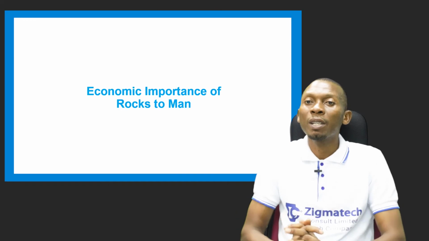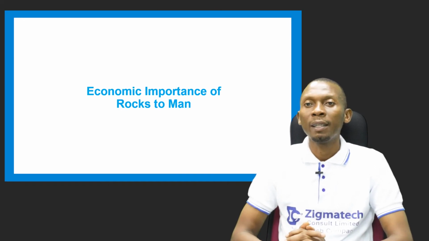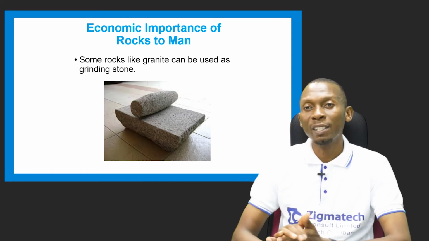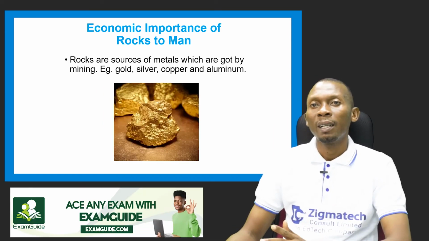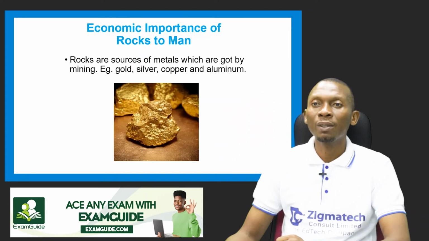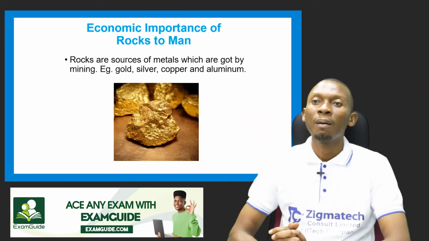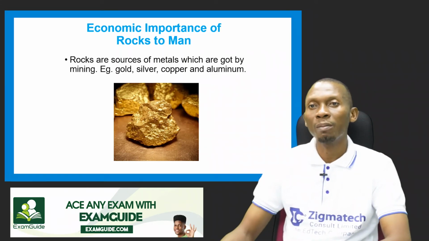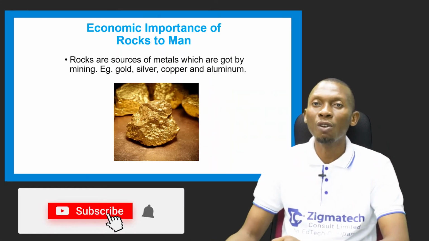Let's take a look at the economic importance of rocks to man. Here we have rocks like granite that can be used as grinding stone. It can also be a source of metals which are gotten by mining. Here we have gold, silver, copper, and aluminium, some metals that have been gotten from rocks.